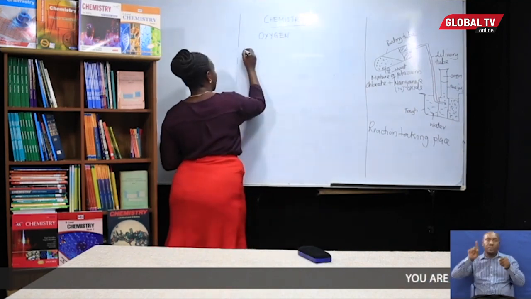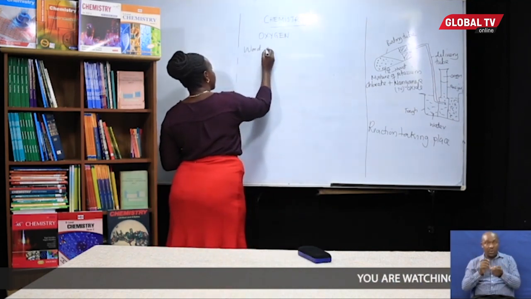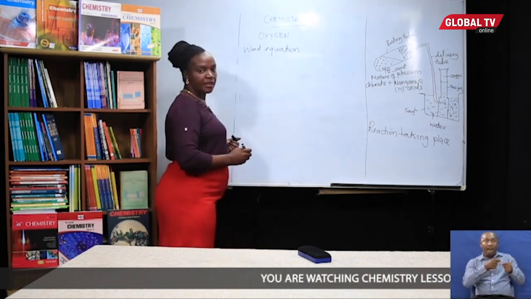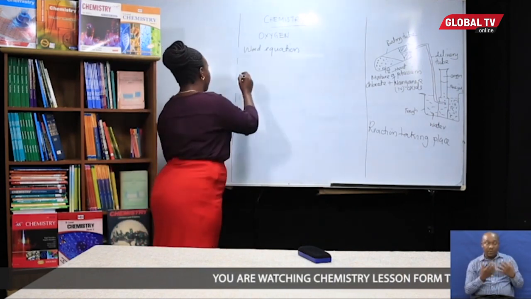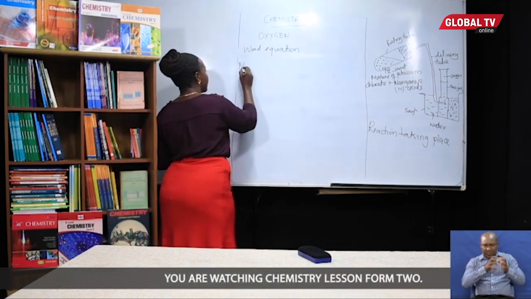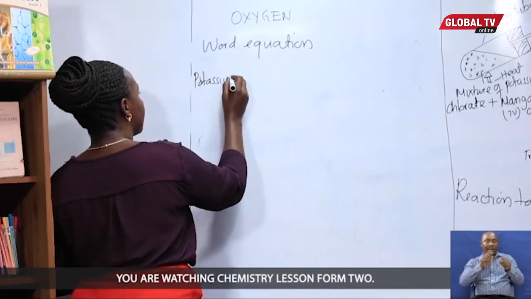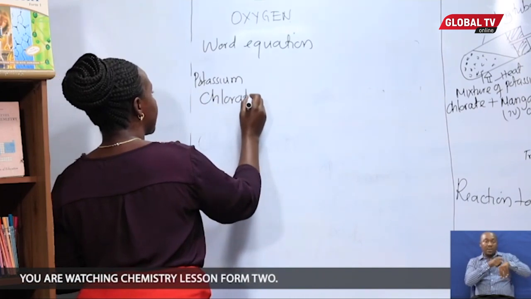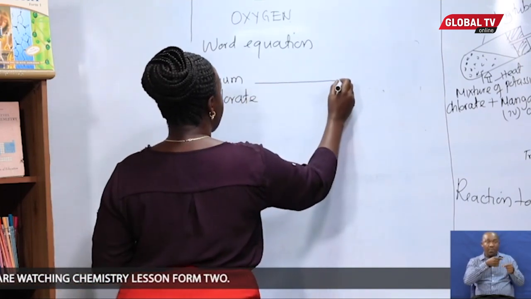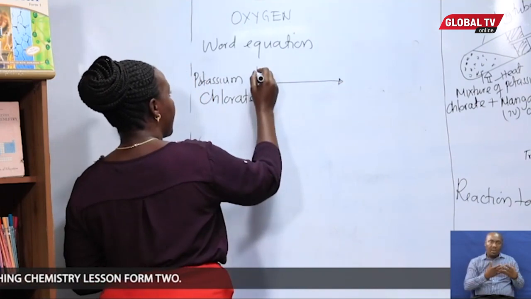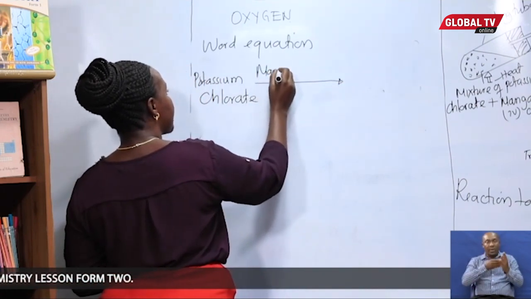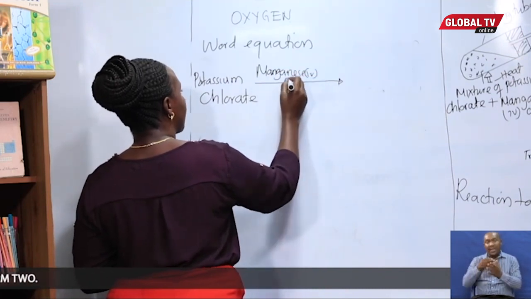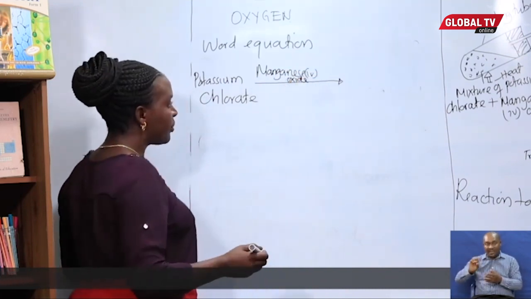So we have what we call a word equation. We must know how to write a word equation, and it must be written in words. Therefore, this is potassium chlorate. This potassium chlorate will decompose in the presence of manganese 4 oxide. So everything must be written in words. Manganese 4 oxide. What will be the product?